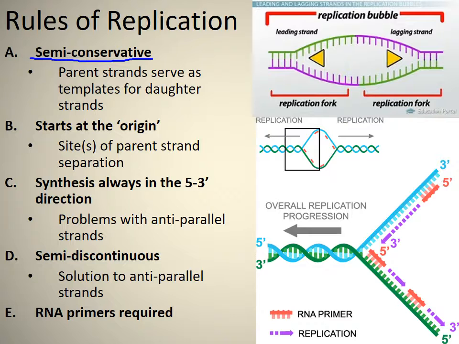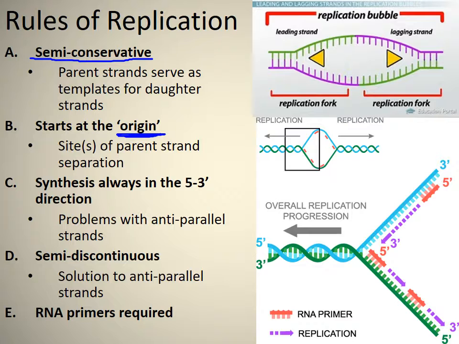Replication will start at origins, specific origins found along our DNA where replication will actually occur. So it doesn't start at one end and zip all the way through to the other end like a zipper. It'll start at these specific origin sites along the DNA.